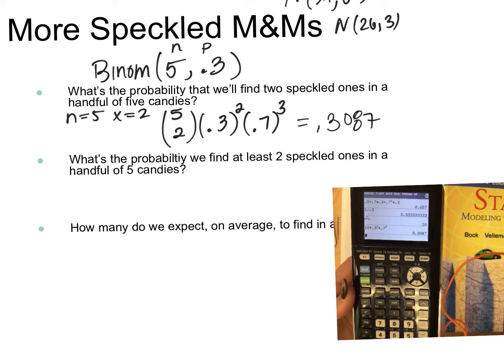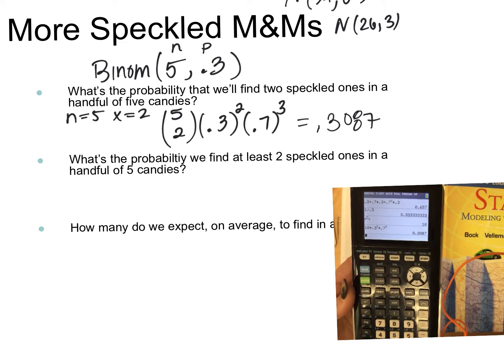So the second question is now, what's the probability we find at least 2 speckled ones in a handful of 5 candies? This was the question we had in chapter 14 when we talked about the probability of at least 1, and inevitably, well, what if it's at least 2? I said, we'll get there. Here we are. So what are those options? It's more than just 1 minus none, though, because 1 minus none will give me at least 1.